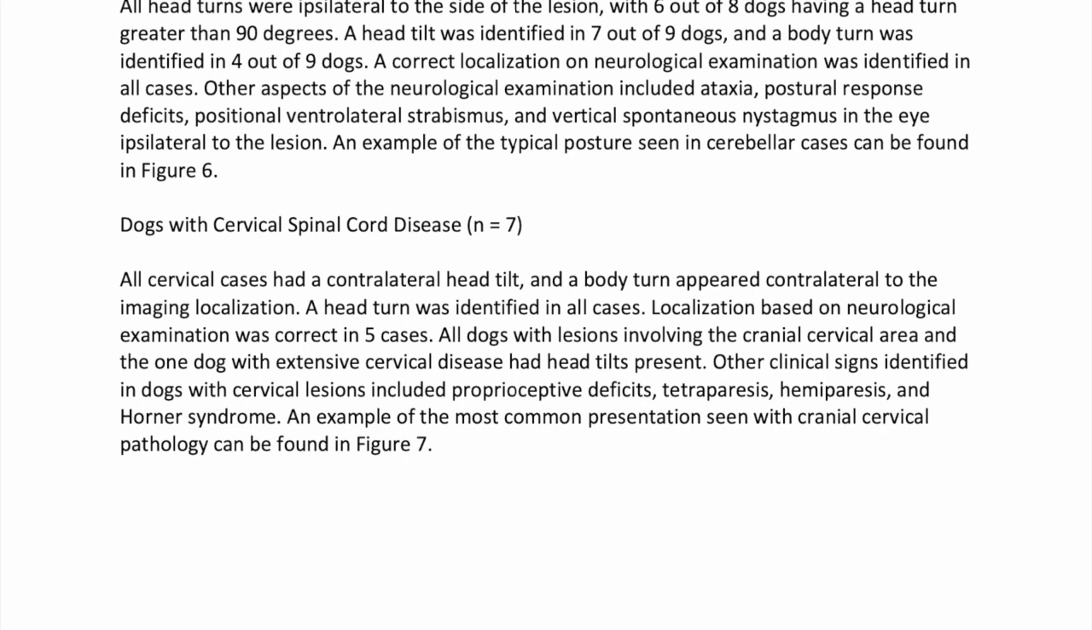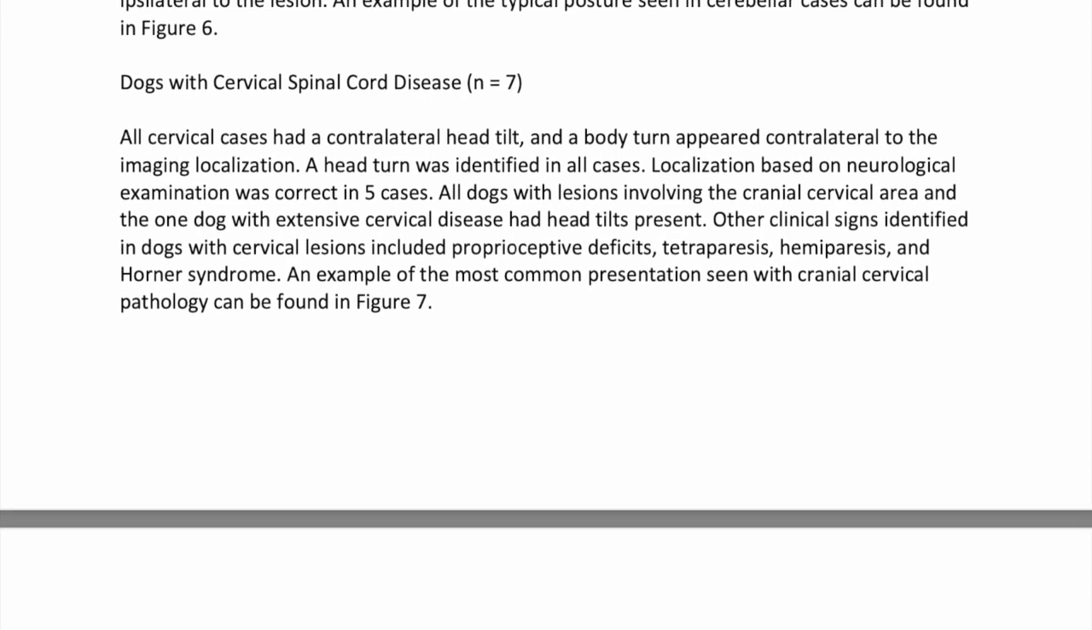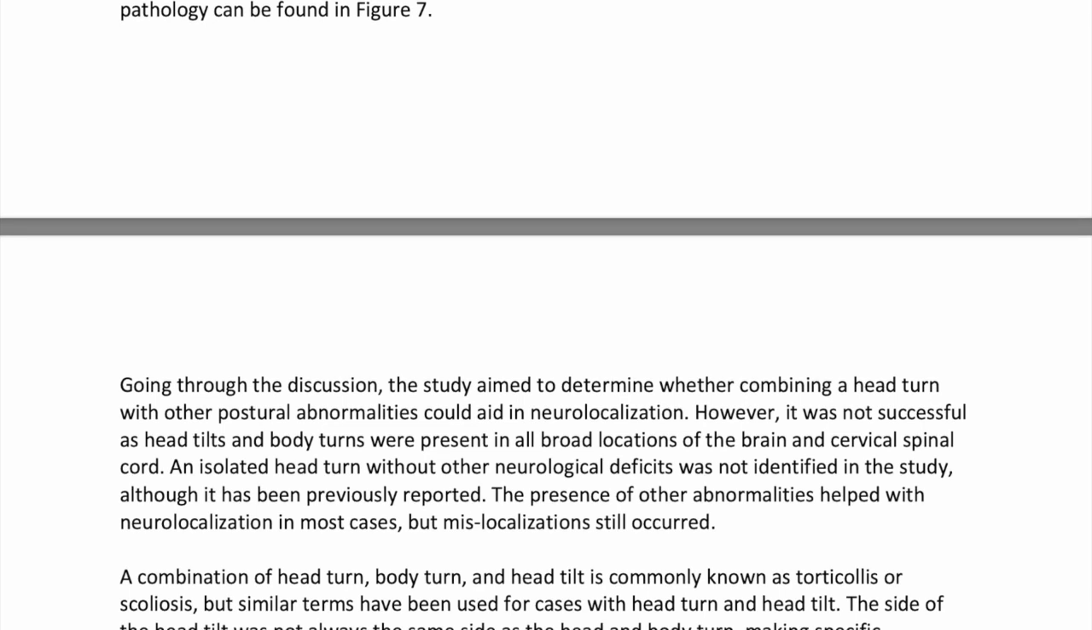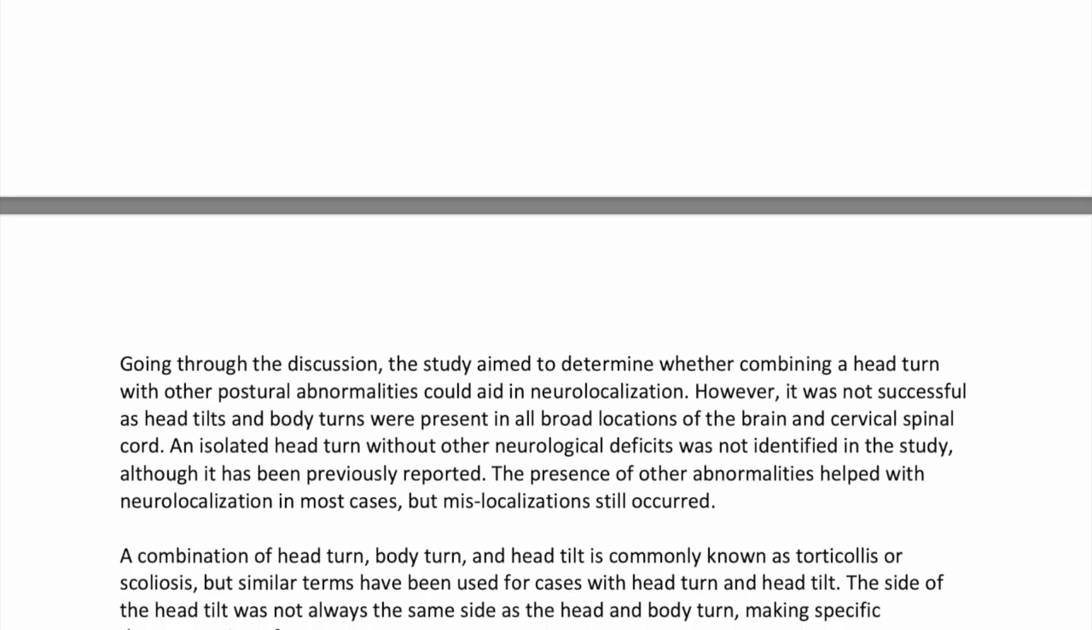All dogs with lesions involving the cranial cervical area and the 1 dog with extensive cervical disease had head tilts present. Other clinical signs identified in dogs with cervical lesions included proprioceptive deficits, tetraparesis, hemiparesis, and Horner syndrome. An example of the most common presentation seen with cranial cervical pathology can be found in Figure 7.